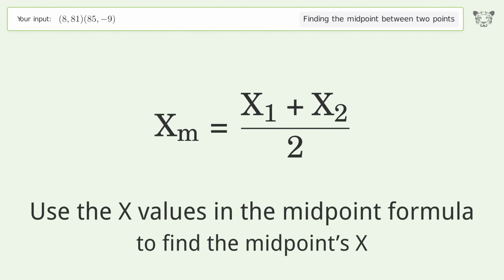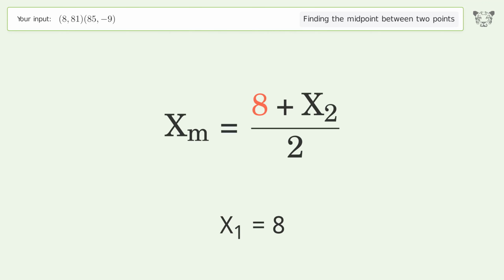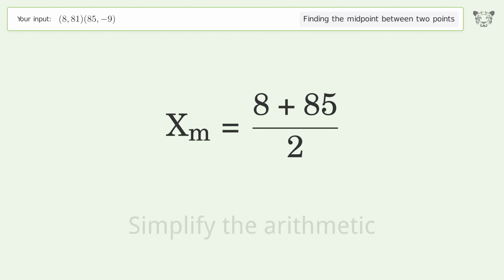Use the x values in the midpoint formula to find the midpoint's x. x1 equals 8. x2 equals 85. Simplify the arithmetic.